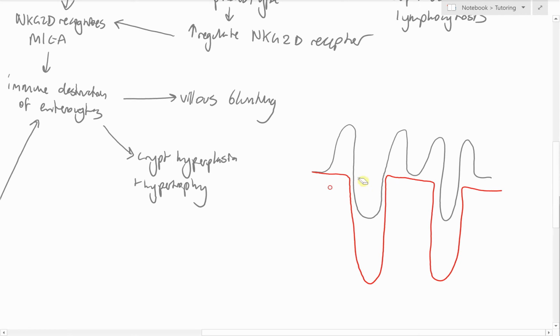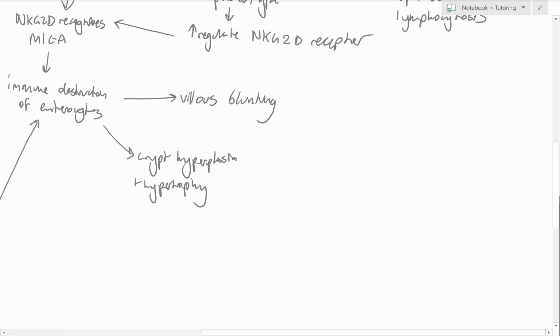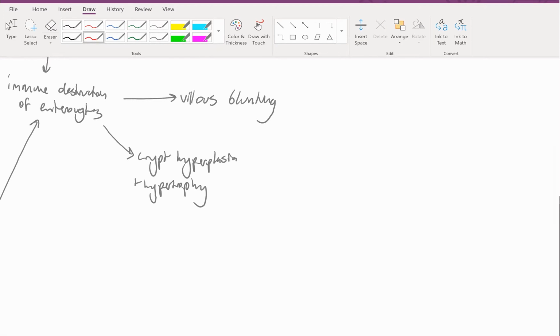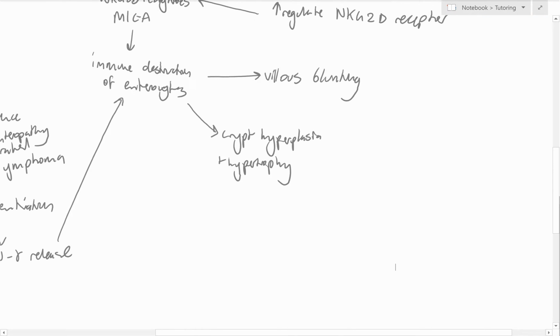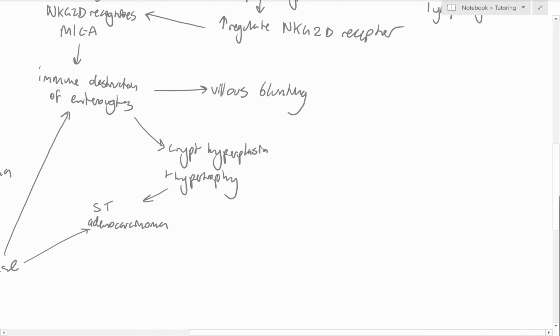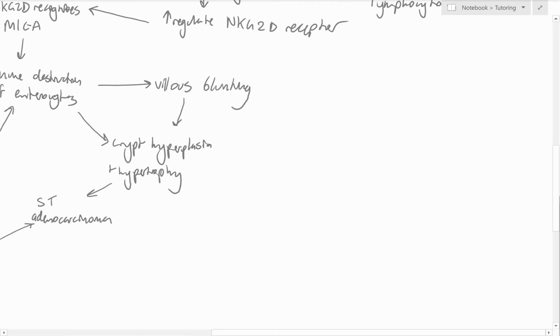Before we go on, one final thing: this crypt hyperplasia and hypertrophy combined with the interferon gamma also results in an increased incidence of another cancer, which is small intestinal adenocarcinoma. Cool. So the villus blunting ties into that crypt hyperplasia. Now we're going to go on to some of the symptoms that we see.